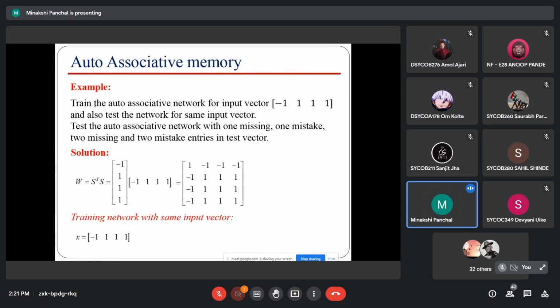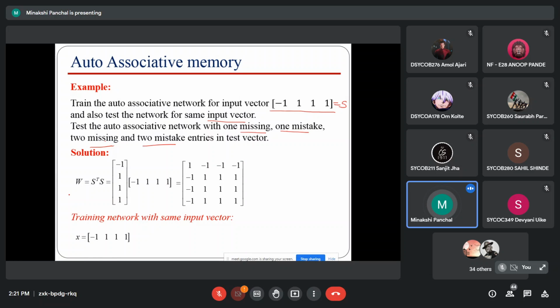The question: train the auto associative network for input vector. Input vector S it is given to you, and also test the network for same input vector. Test the auto associative network with one missing, one mistake, two missing, two mistakes. So how many problems are there? First one is train the auto associative network for the given input, and also test the network for the same input vector. Second question. Third, fourth, fifth, and sixth. Total 6 small parts we have to find out.